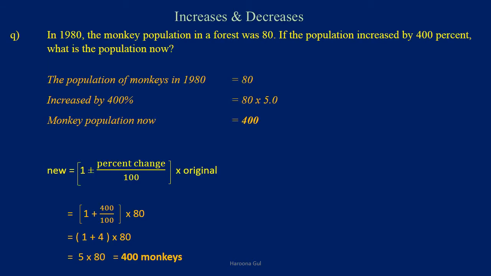This question is on increases and decreases, and it says that in 1980 the monkey population in a forest was 80. If the population increased by 400%, what is the population now? Very simple question, and it follows the same format of questions that we've been doing in our previous videos, but with a slight change, and that change is the percent increase, which is more than 100%.